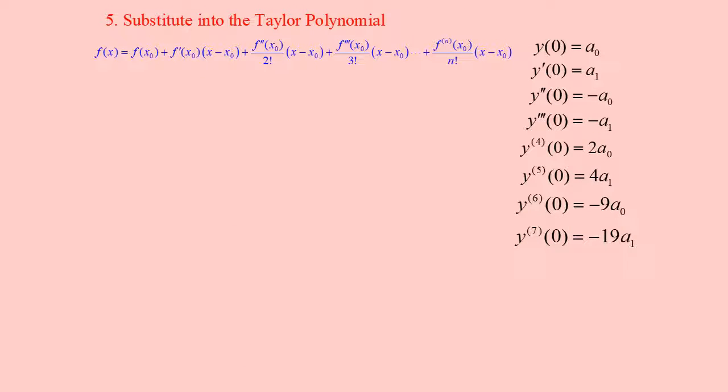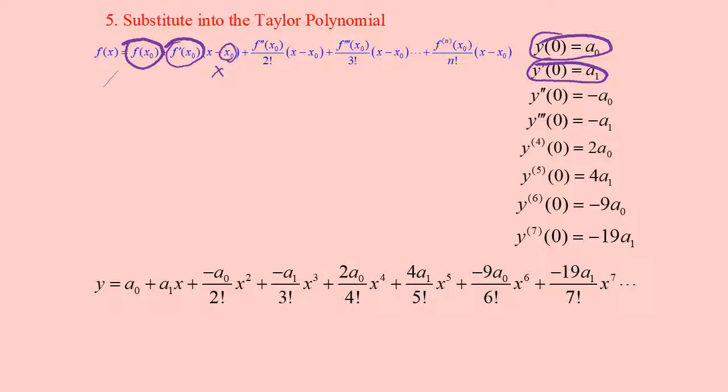Now we're going to need to take our format for our Taylor polynomial and substitute. The f of x naught that we have here is nothing more than the y0. The f prime of x naught is nothing more than the y prime of 0. Now x naught is 0, so x minus x naught comes out to be just an x. So again, we plug all of these in, and this is what we come up with.